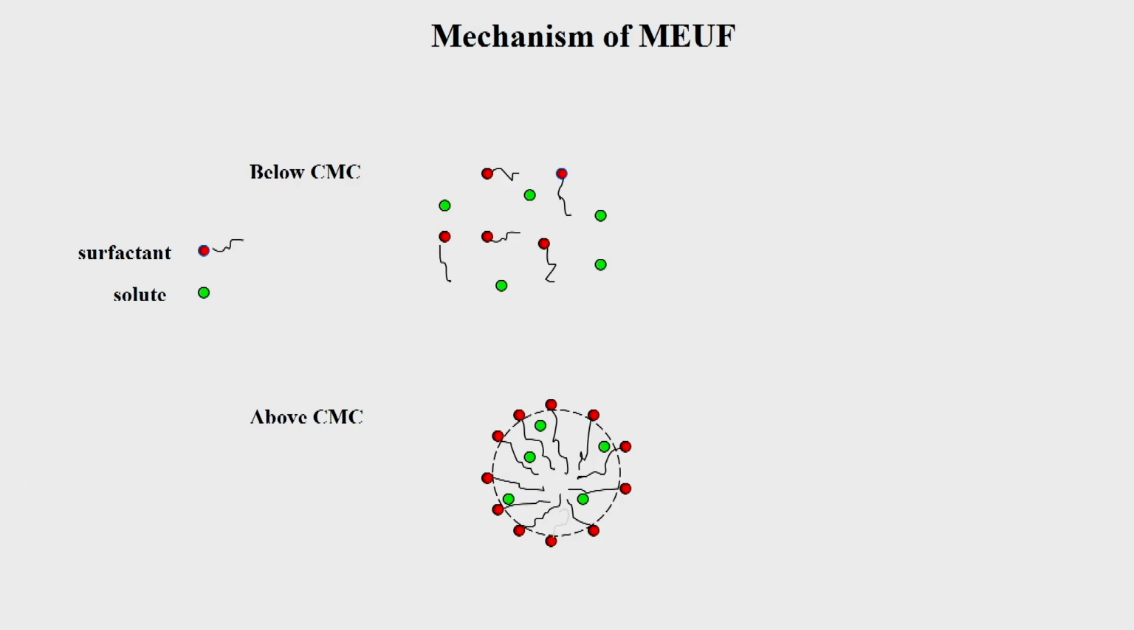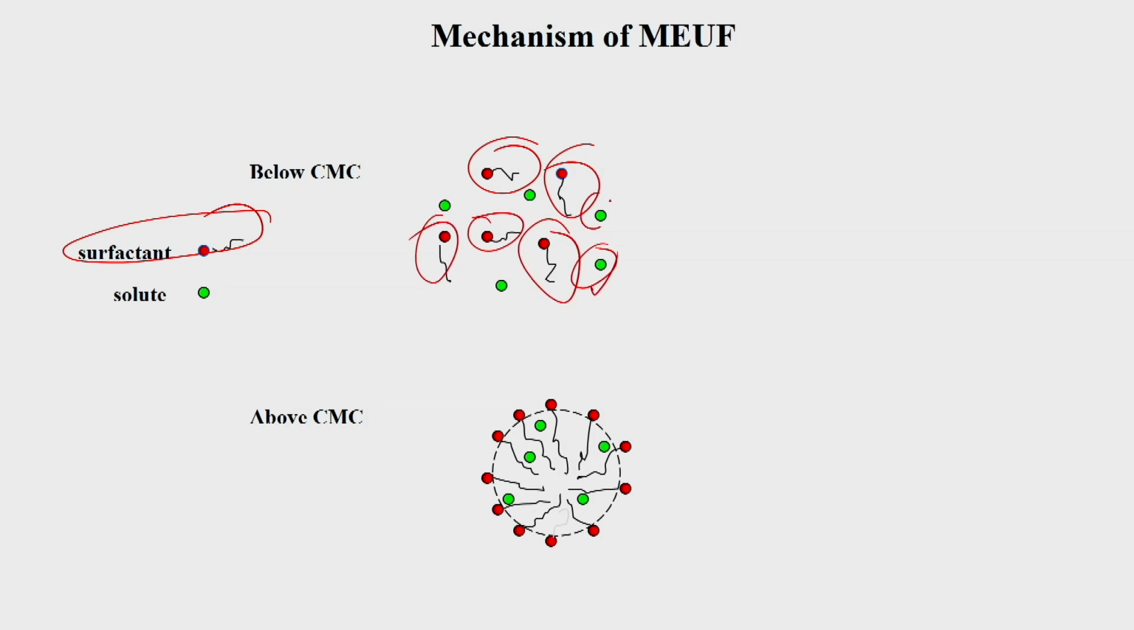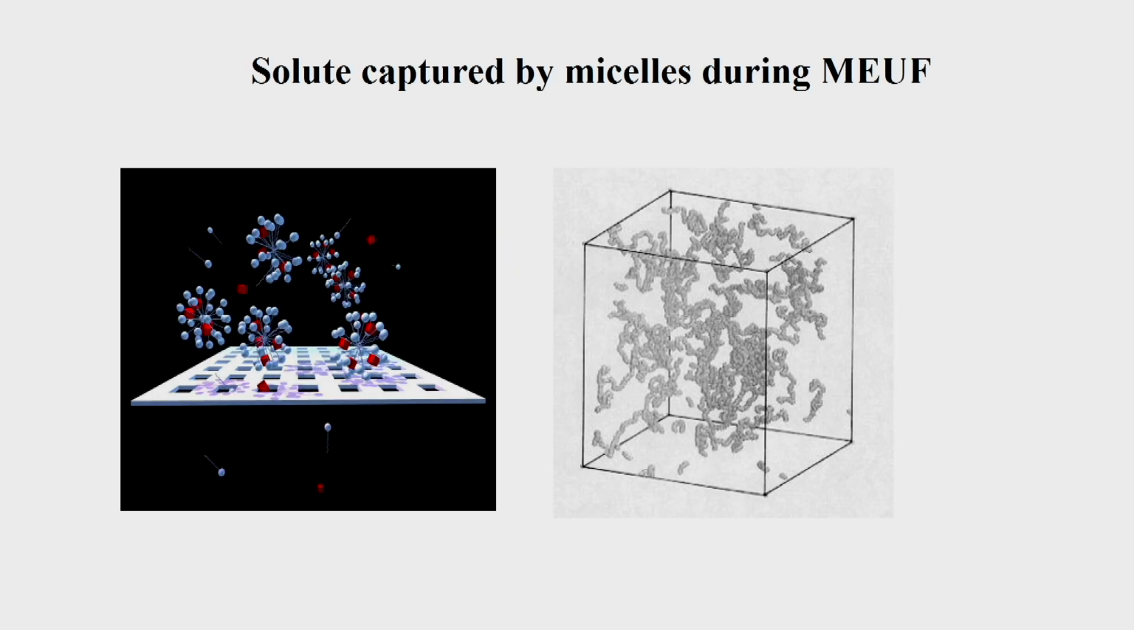This is the mechanism of MEUF. Below the CMC value, the surfactants are all in the monomeric form, so they are not able to attract so many solutes very easily. But whenever it is above CMC, the solutes are trapped inside. If the globules are positively charged, then negatively charged solutes will be attached on the top of them; the reverse is true if the surfactant is negatively charged, that is, an anionic surfactant. Then cations will be attracted and will form a layer above the anionic surfactant.